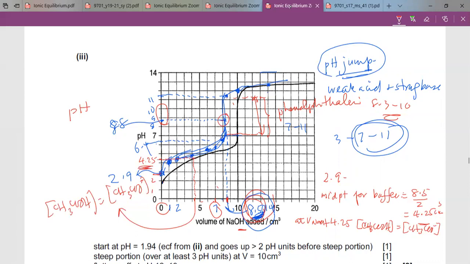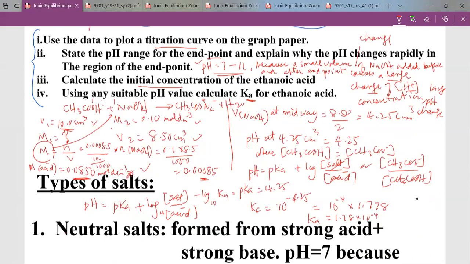Okay, now the pH here. At the midway of the titration, the volume is 4.25 and the pH is also 4.25. No coincidence. It's the point where the concentration of the salt equals the concentration of your unreacted acid, so these two cancel. So pH equals pKa.